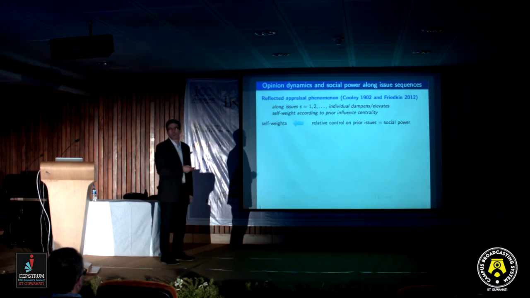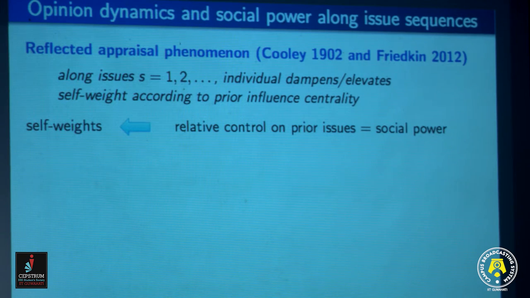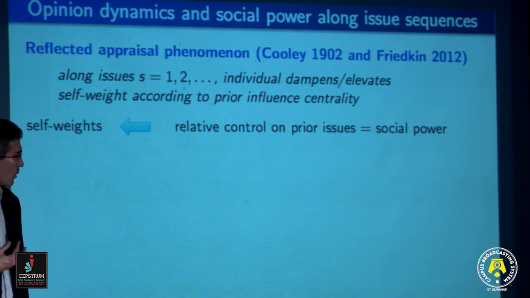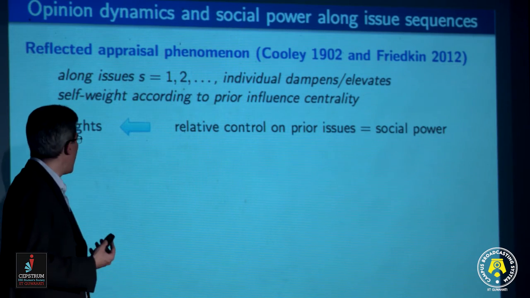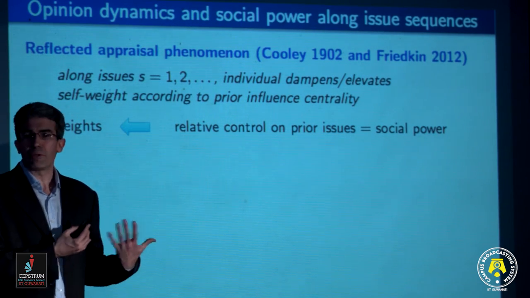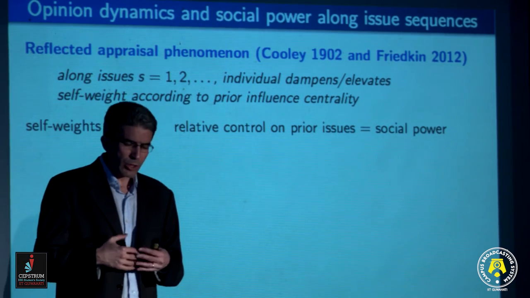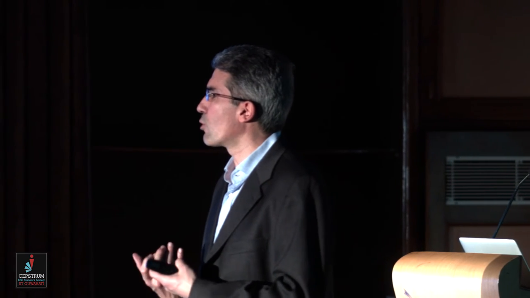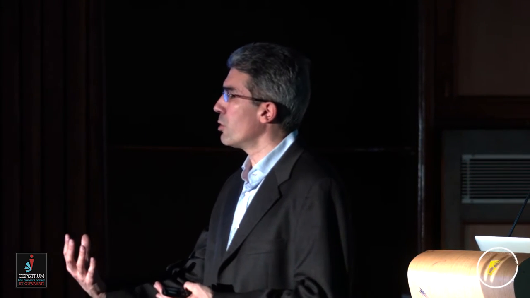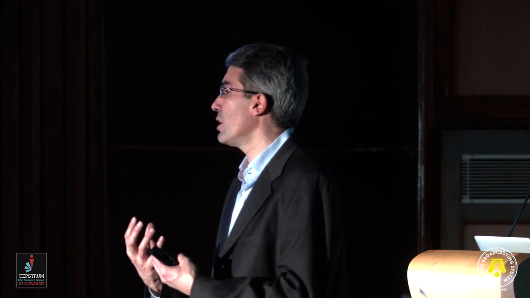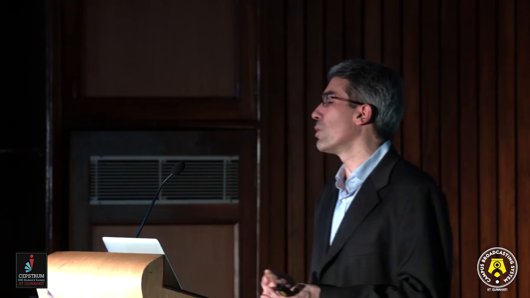In applied psychology and group sociology, people have understood the following psychological process. It's called reflected appraisal. It's really well established. It goes back 100 years, so it's not a brand new topic. It goes like this: imagine you are in a group that discusses a sequence of issues over a long time. As an individual, you dampen or elevate your self-weight depending upon what happened during the previous conversation. When you elevate your self-weight, you become more closed to interpersonal influence, because in setting up your new opinion, you use an increasing percentage of your previous opinion. So as you elevate your self-weight, you become more stubborn and less open to interpersonal influences.